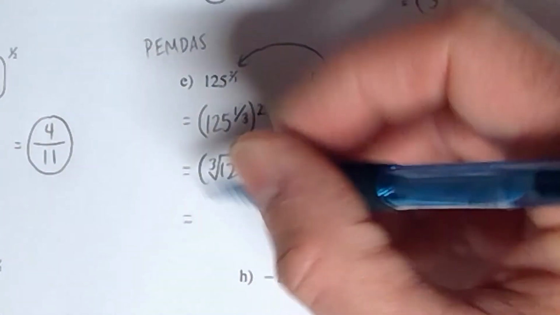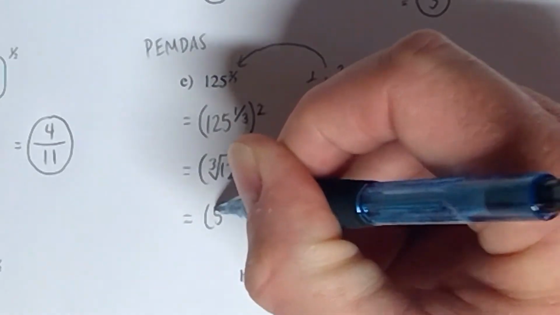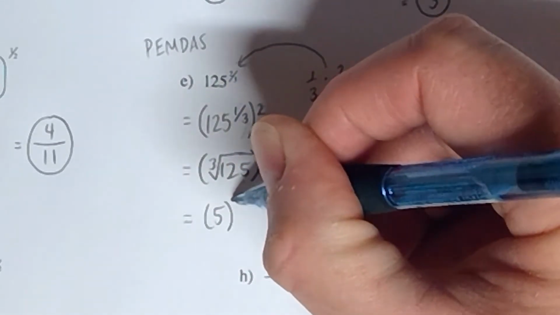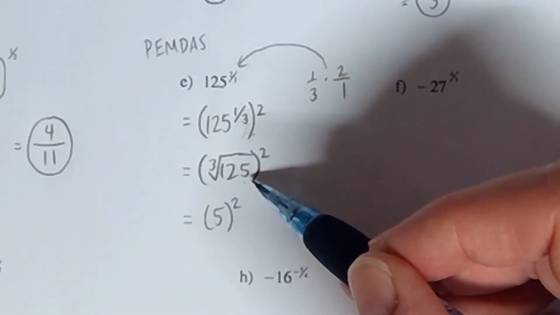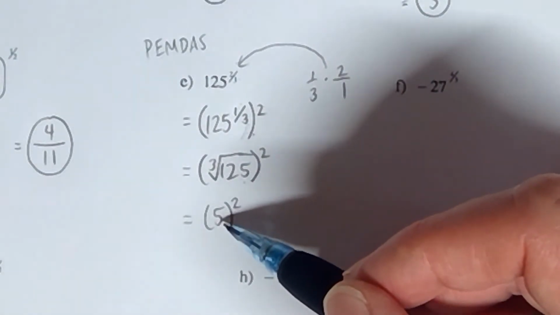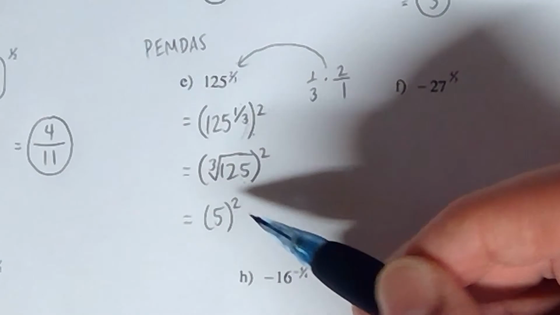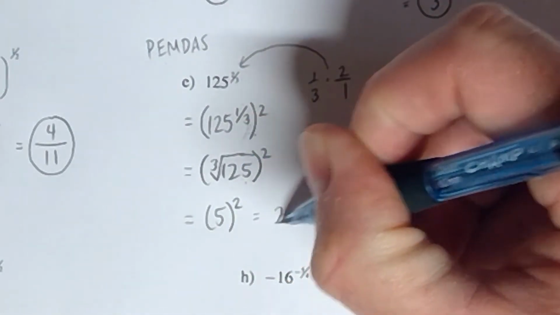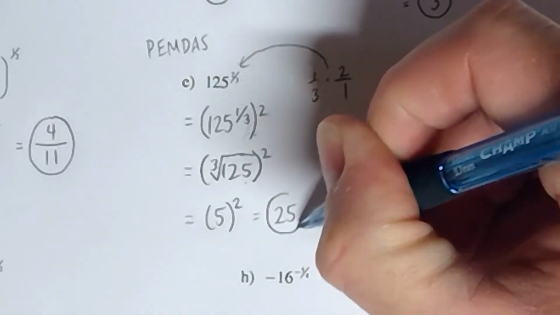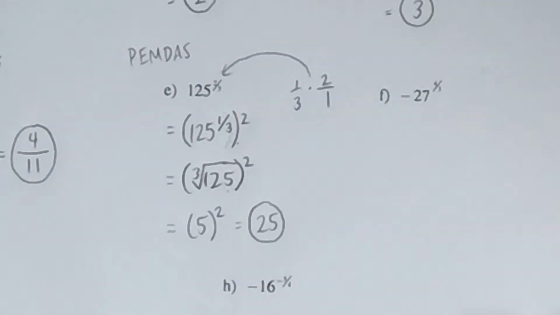So that radical inside the parenthesis is 5. So now we're done with the parenthesis step. Again, when the inside of a parenthesis is just equal to a single number, you're done with the parenthesis now. Now you move on to the exponent and you get 25. Okay?